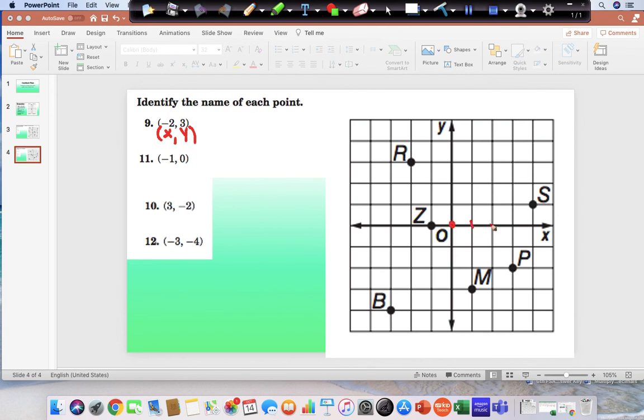That's 0. 1, 2, 3, 4, and 5. Positives are going up. 1, 2, 3, 4, and 5. Negatives, -1, -2, -3, -4, and -5. And going down, -1, -2, -3, -4, and -5.